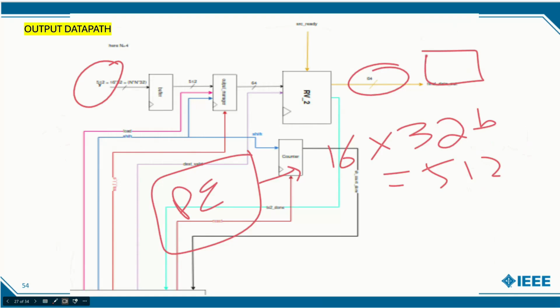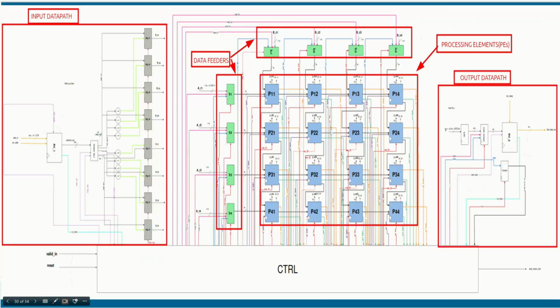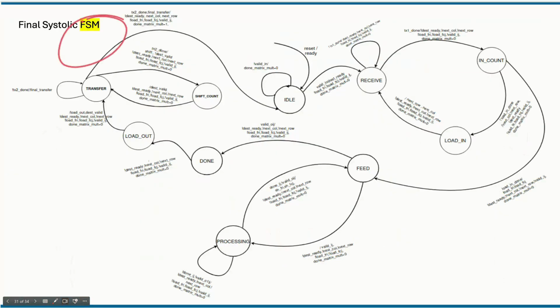So for this part we are again using a shift register, which serves the same purpose as the data feeders. So here's the overall diagram of our system and the strategy through which we are writing our RTL and will simulate it via test benches.